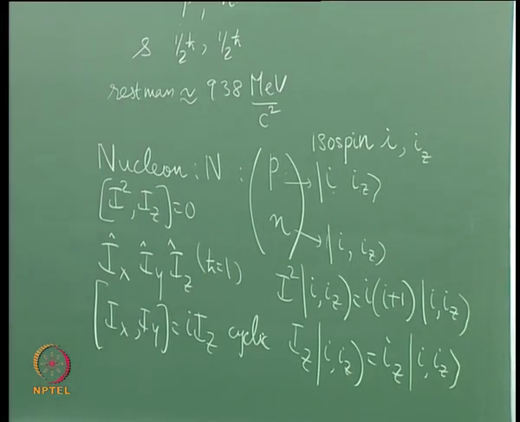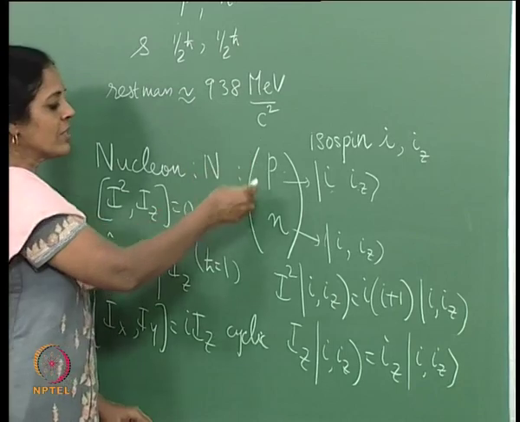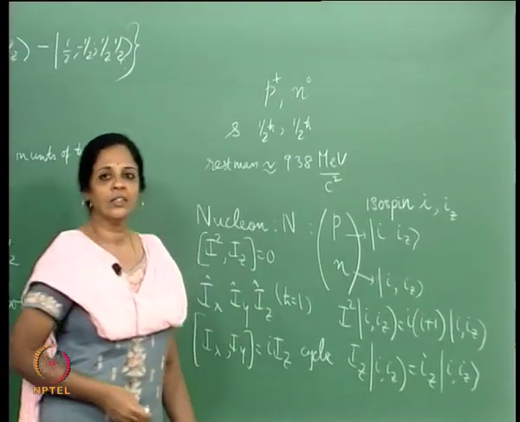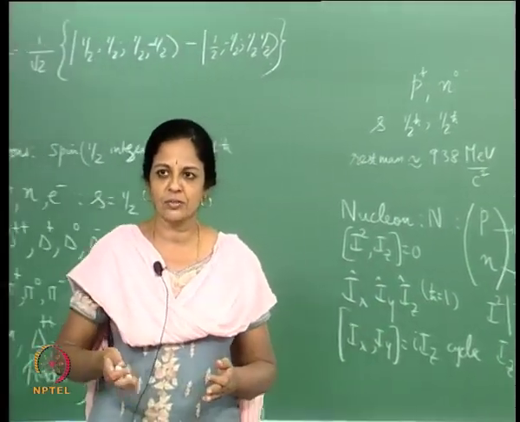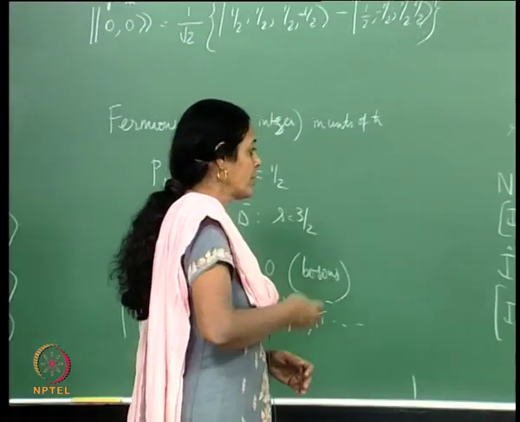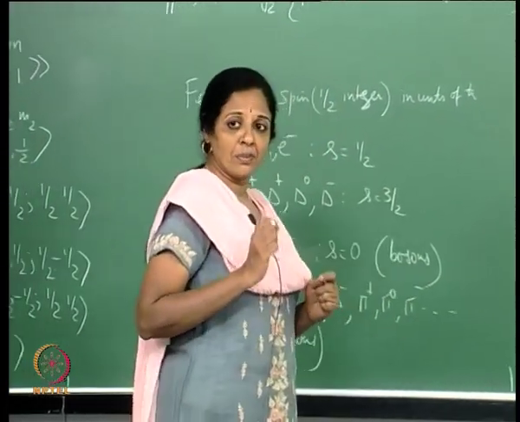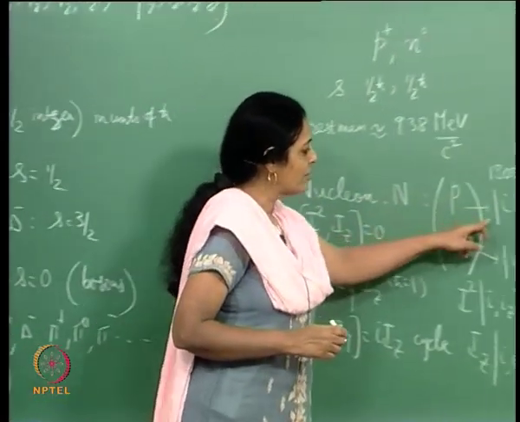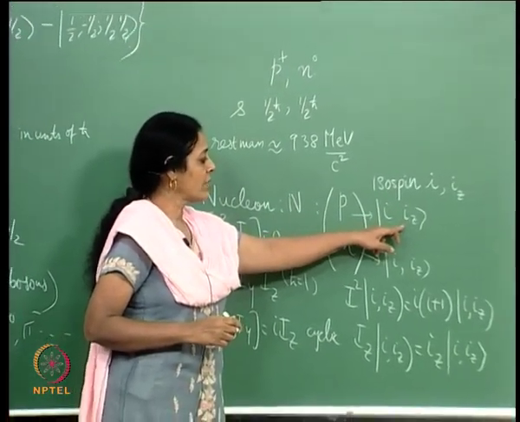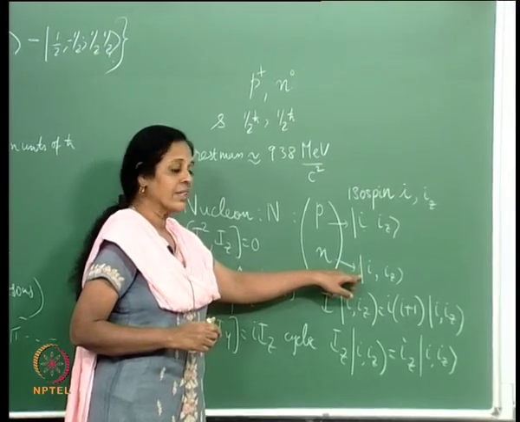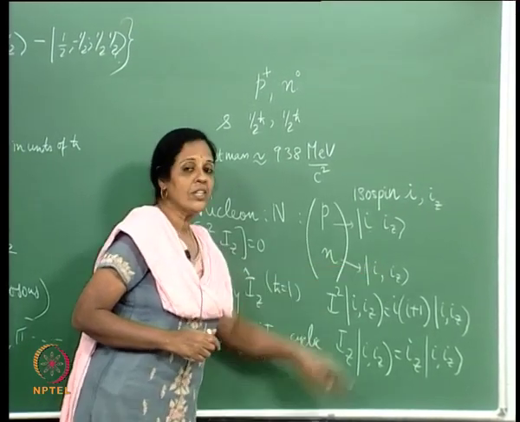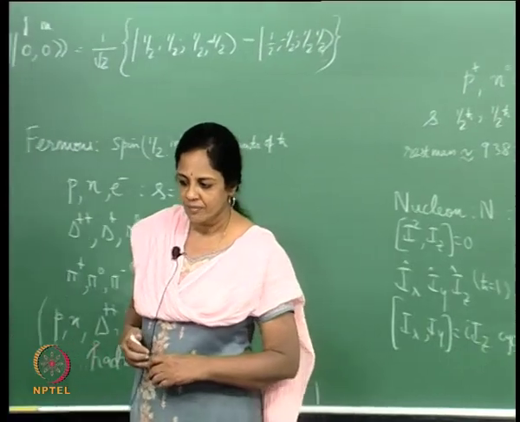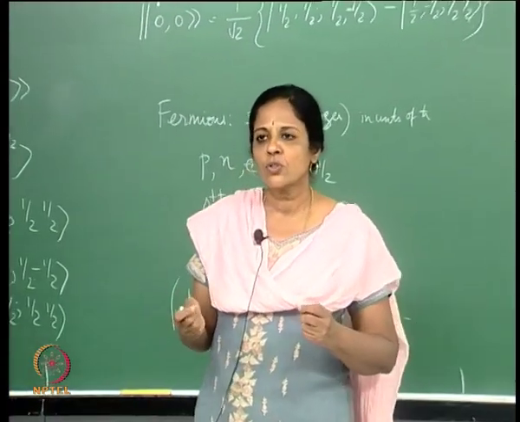Now, getting to this. Like a spin doublet, I could treat the proton and the neutron, since there are only two states of the nucleon, as an isospin doublet, the proton being in the I equals half and I3 equals half state, the neutron also being in the I equals half and I3 equals minus half state. This is analogous to the spin doublet.